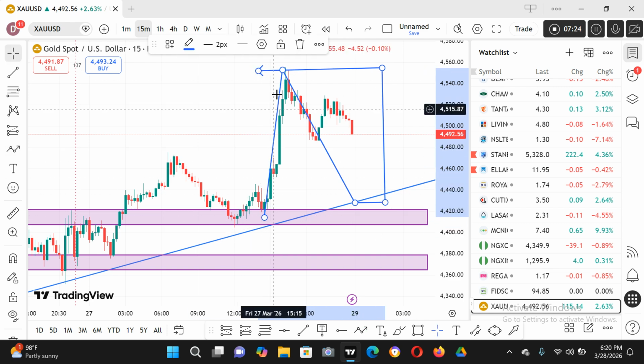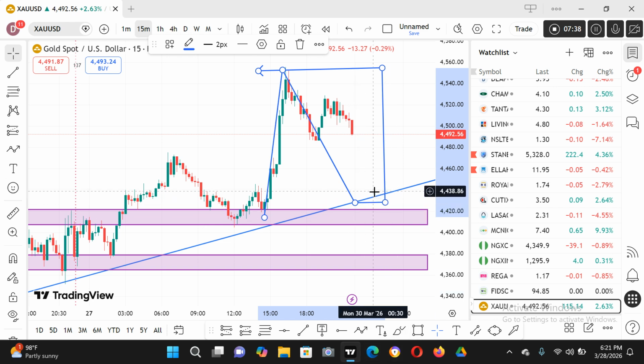So this is our aggressive move, this is the correctional move, and we are going to take our trade here to target the recent previous high. So we are placing our trade from here.